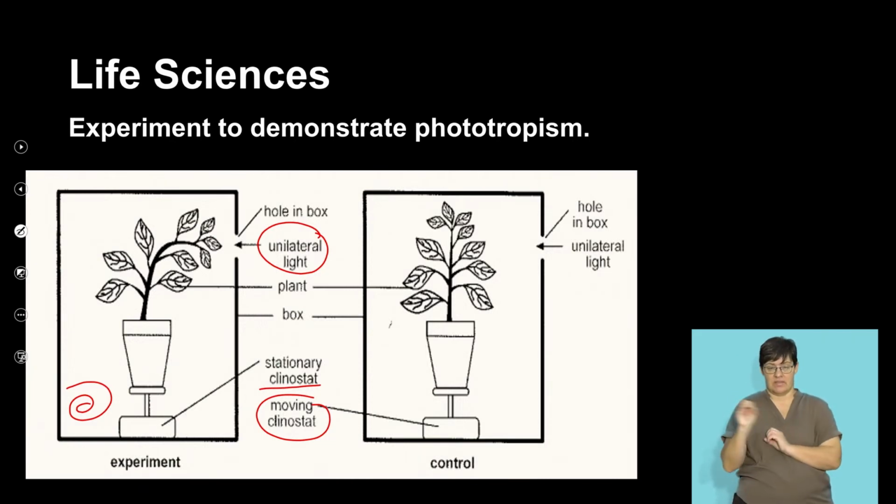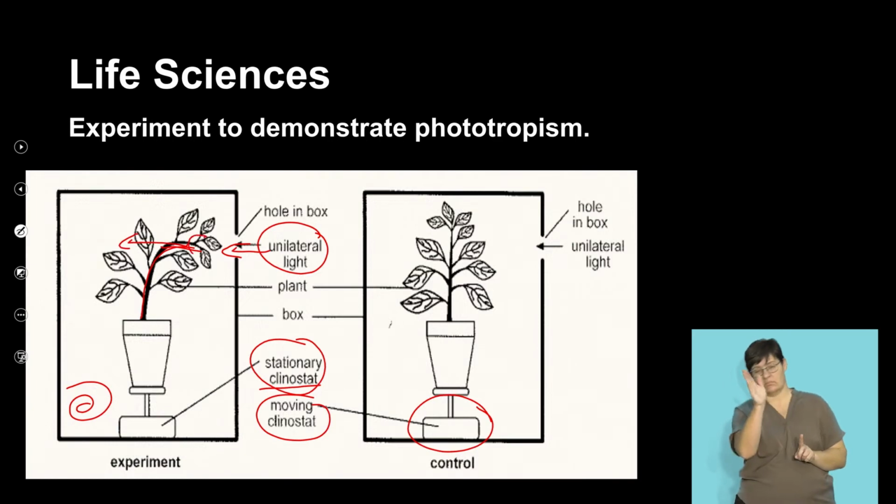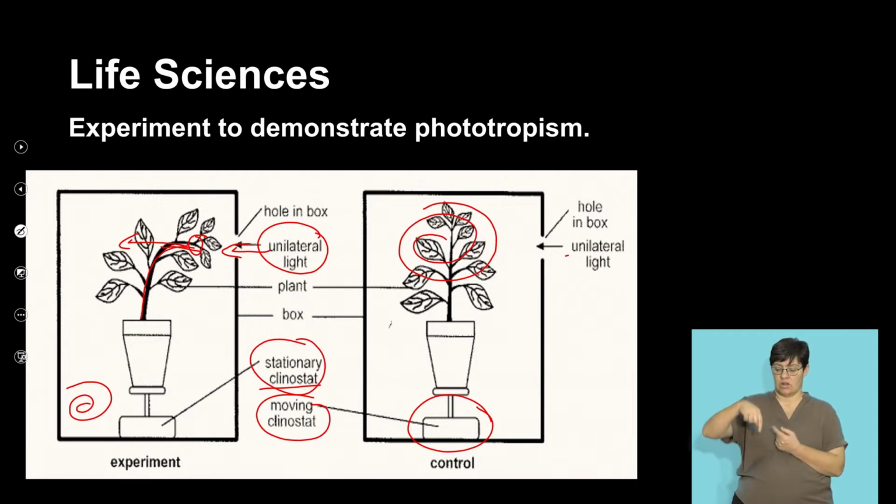What happens is that this is a moving clinostat and this is the stationary one, and we see that as time progresses the plant that is stationary tends to move towards the source of light. So this natural bending means that the auxins are moving in the opposite direction, causing the elongation in that direction. However, in our control, which has the moving clinostat, we find that this plant constantly turns. The unidirectional source of light is available to all parts equally, and this in turn will stimulate just the growth of the plant vertically.